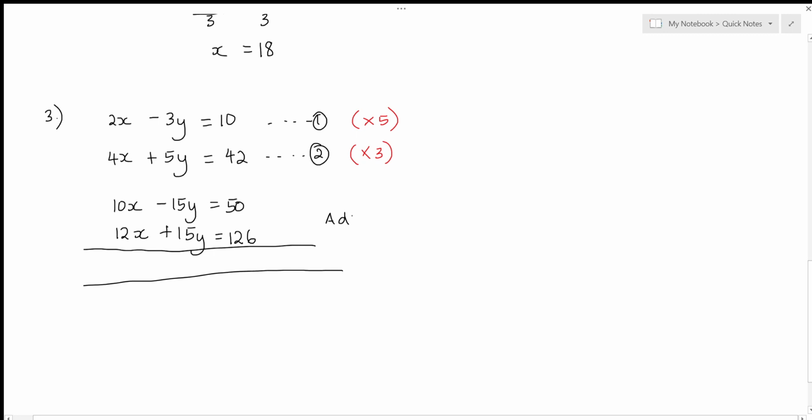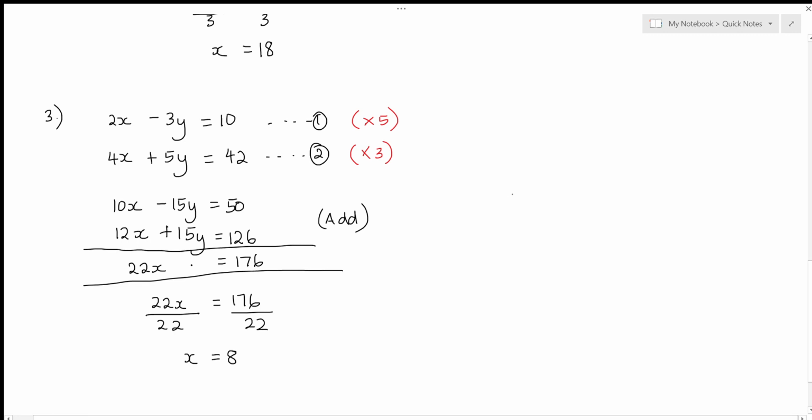Now, by process of elimination, we are going to add them together. We're basically going to add because minus 15 plus 15 would give me 0 here. And 10 plus 12 will give me 22x equal to 176. Now we're going to do 22x equal to 176, and we're going to divide both sides by 22. And if you divide both sides by 22, you'll see that x is equal to 8.